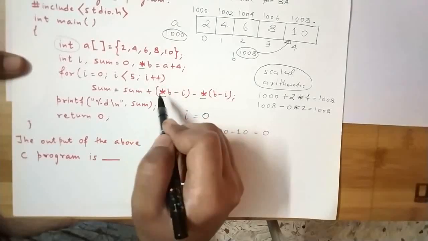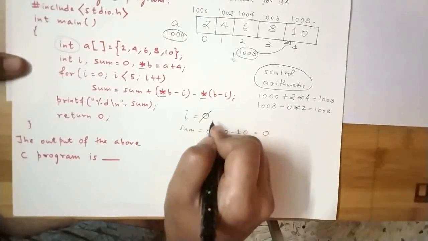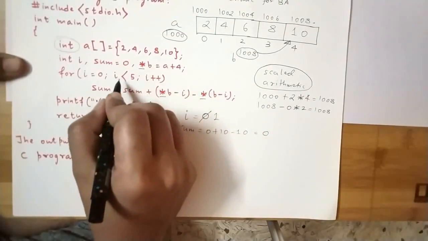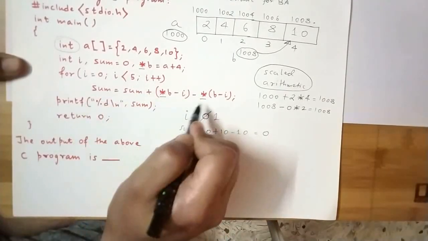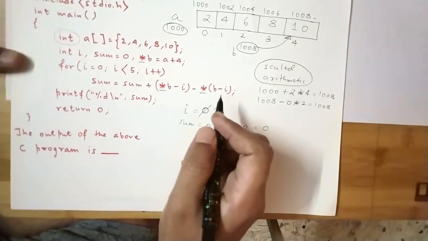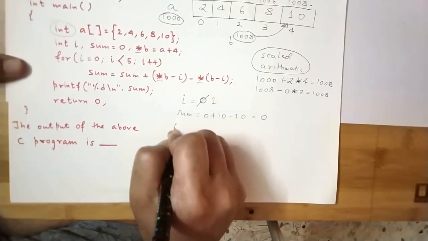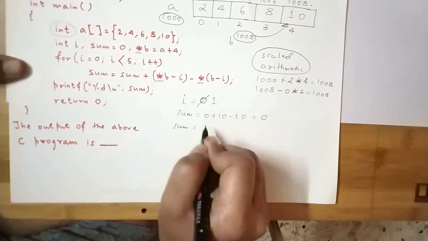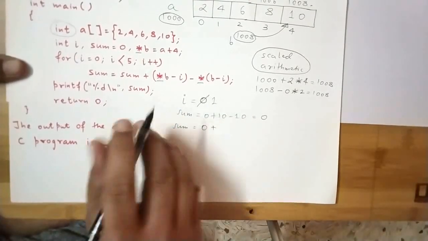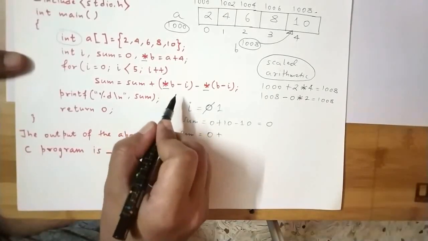After this, we go on to the updation part where the value of I is incremented from 0 to 1, and we'll check, yes, I is less than 5 because 1 is less than 5, which takes us inside the body of the loop where we find the value of sum to change. Let's see how it's going to change. The value of sum is currently 0 plus, now see what happens, star b minus I.